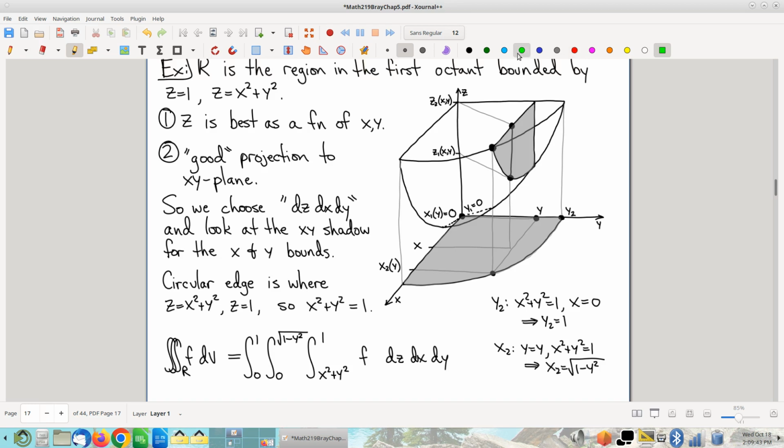If you look at your original solid, and if you look at the projection down here, the solid and the projection will have the exact same x bounds and the exact same y bounds. And why is that valuable?